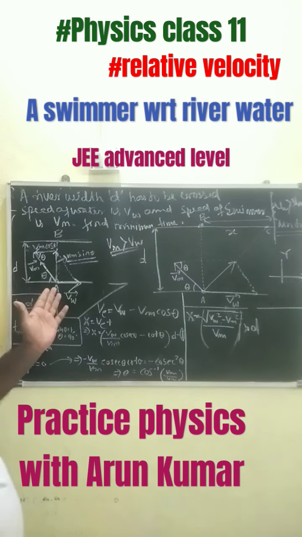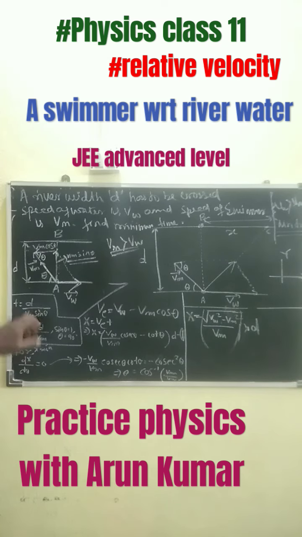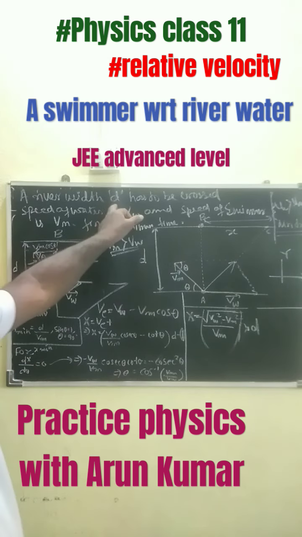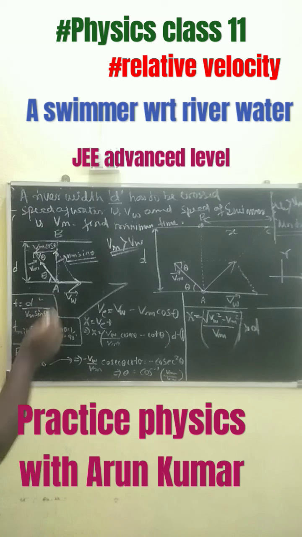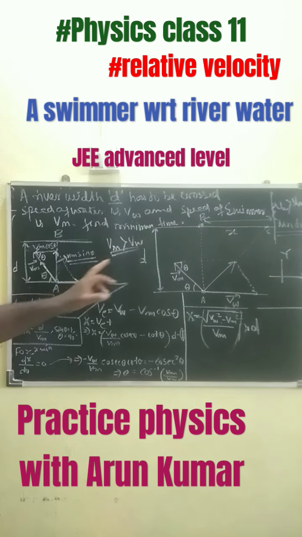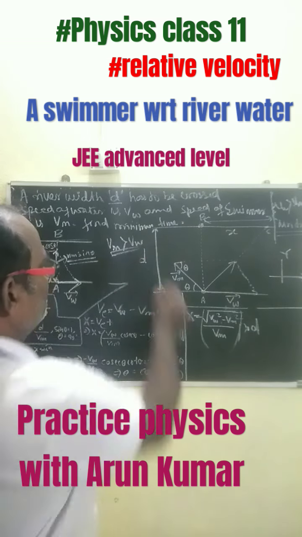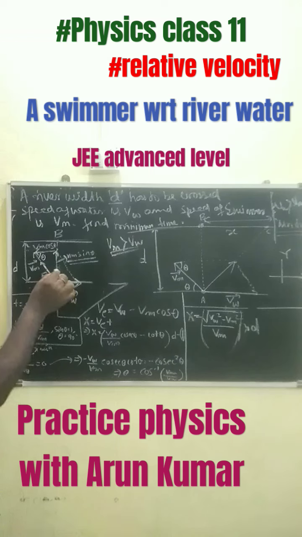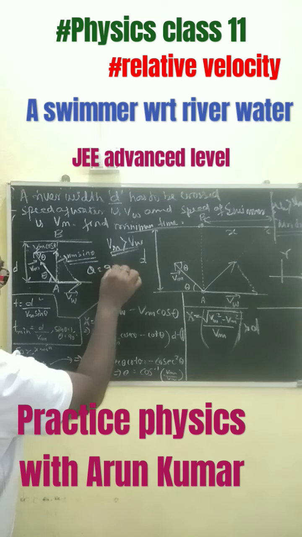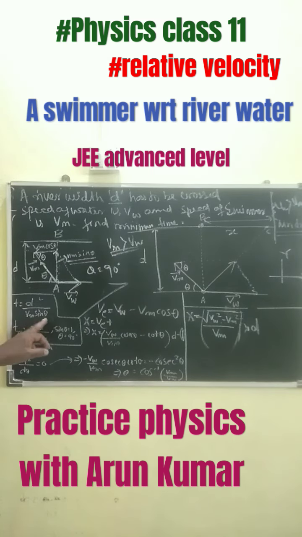We know that to go from point A to B, time equals displacement by velocity. Here displacement is d, already given, so it is d by Vm sin theta. Now for the minimum time, this angle theta must be equal to 90 degrees. If you put sin theta as sin 90, it becomes 1, so the time becomes d by Vm.